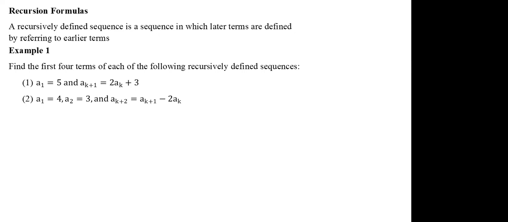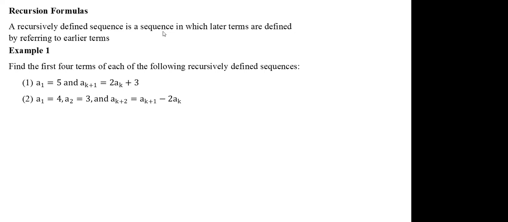Now, for me to get my A2, what's going to be A2? A2 will be when K is equal to 1. Class, do you see it? If my K is equal to 1, do you see that I'm going to have A2 equals 2A1 plus 3? Yes, sir. Now, what's going to be my A2? 13. Thank you. A2 is 13. Thank you very much. It means you understand.